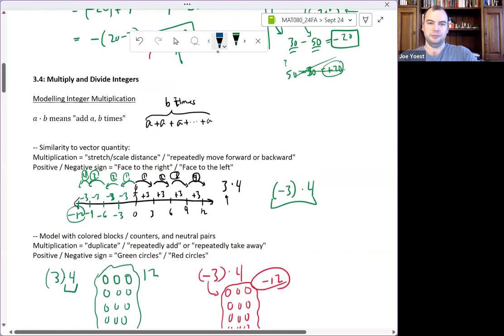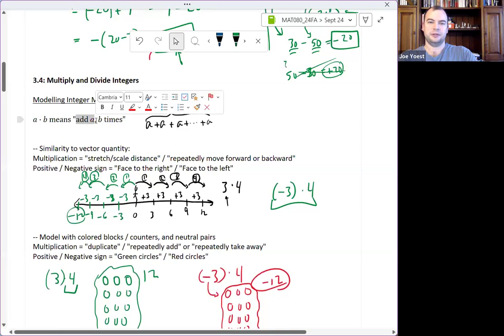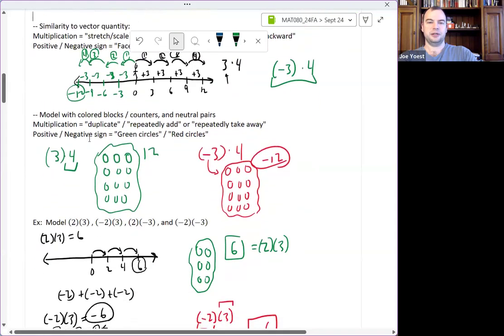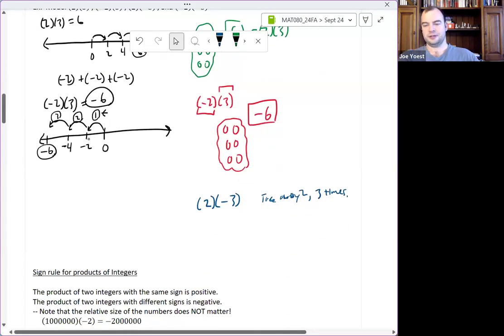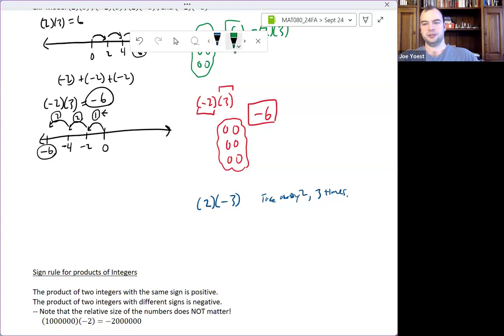So instead of adding 2 3 times, I want to subtract or take away 2 3 times. I want to take away 2 green counters, 2 green 3 times. I don't have any greens to start with now. I just have nothing here. I would like to have 2 greens to take away so that I can do this once, but I can get more greens by adding in neutral pairs. So now I have enough greens to take away 2 1 time.